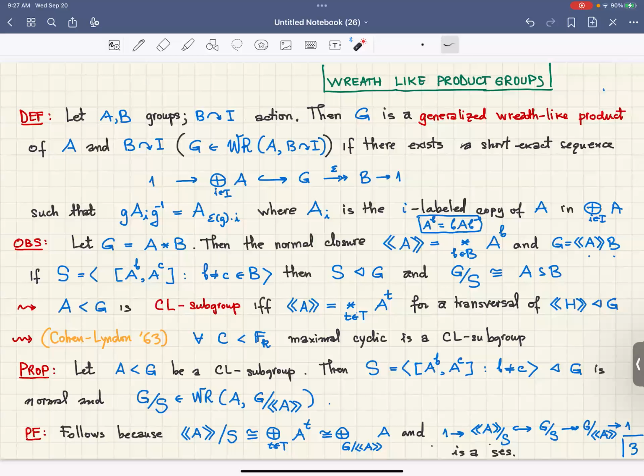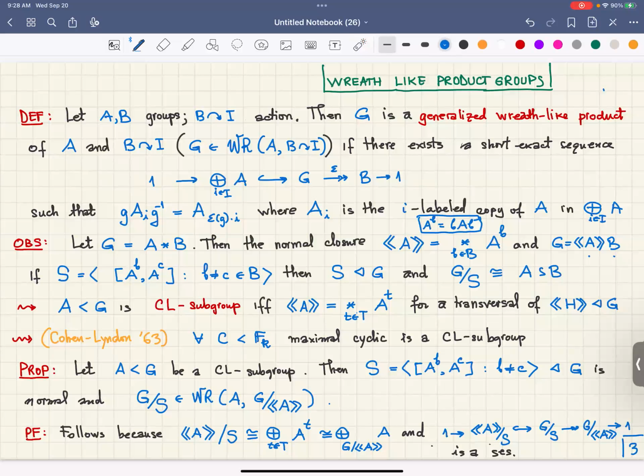And this example is actually what leads us to explore whether we can do this type of process on more general groups than free products, for example, relatively hyperbolic groups. And this kind of leads into the notion of a Cohen-Lyndon subgroup. So if you have a group A inside G, this is called a Cohen-Lyndon subgroup if the normal closure of A is, again, essentially a free product of some conjugates, for some transversal of the normal closure of A inside G.